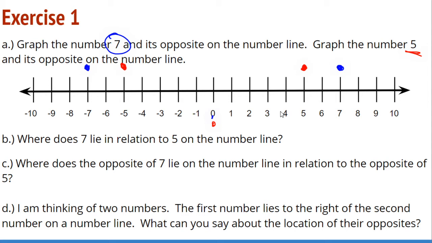So where does 7 lie in relation to 5 on the number line? 7 is to the right.